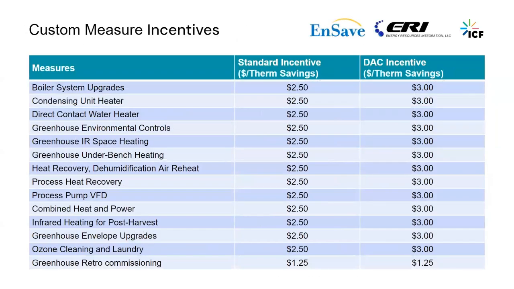Finishing up, some of the custom measures that we provide for the gas program include boiler system upgrades, greenhouse environmental controls, heat recovery, ozone cleaning, and then greenhouse retro commissioning. These are also tiered, but there's only 2 tiers. There's the standard incentive, and then a DAC and HTR combined incentive. And then you'll notice for greenhouse retro commissioning, the incentive is about half of the other measures. Next slide, please.